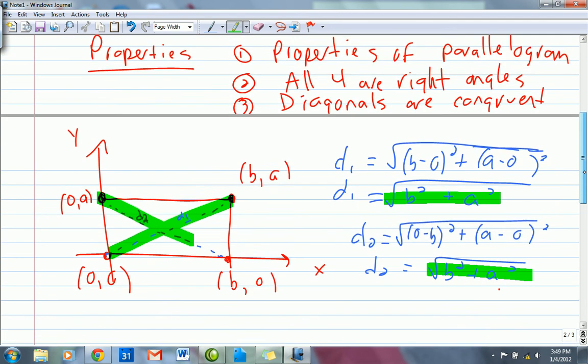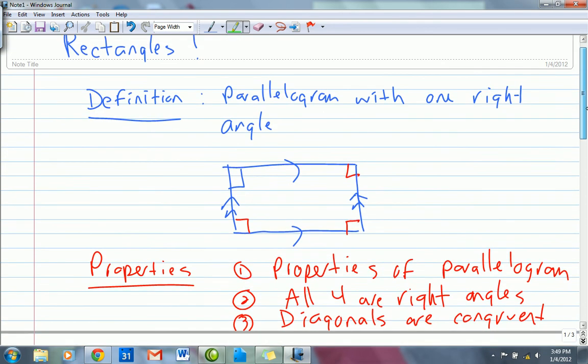So to conclude, here's a definition of a rectangle. It's a parallelogram with a right angle. And the properties include, if there's one right angle, there's got to be 4 right angles. Okay, and also if it is a rectangle, the diagonals must be congruent.